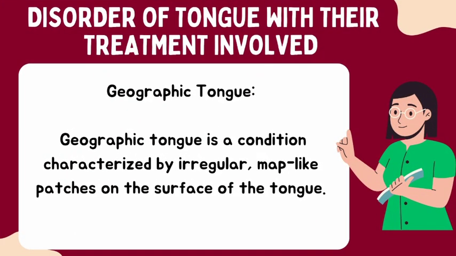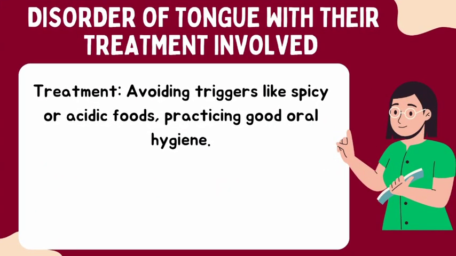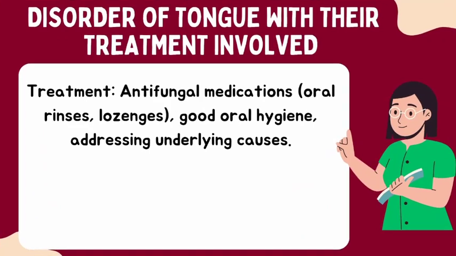Second, geographic tongue. Geographic tongue is a condition characterized by irregular, map-like patches on the surface of the tongue. Treatment. Avoiding triggers like spicy or acidic foods, practicing good oral hygiene. Third, oral thrush. Oral thrush is a fungal infection caused by Candida albicans. Treatment. Antifungal medications, oral rinses, lozenges, good oral hygiene, addressing underlying causes.